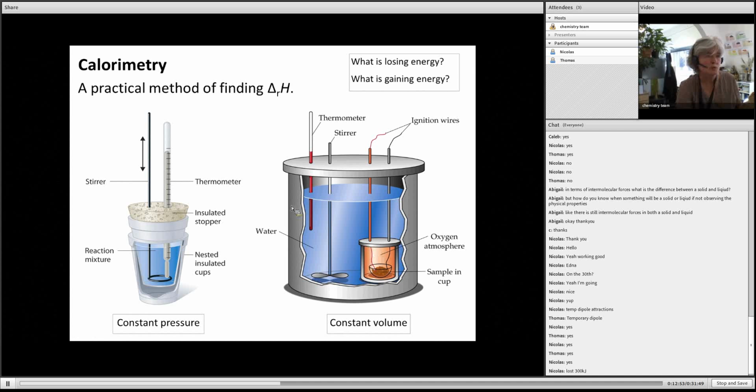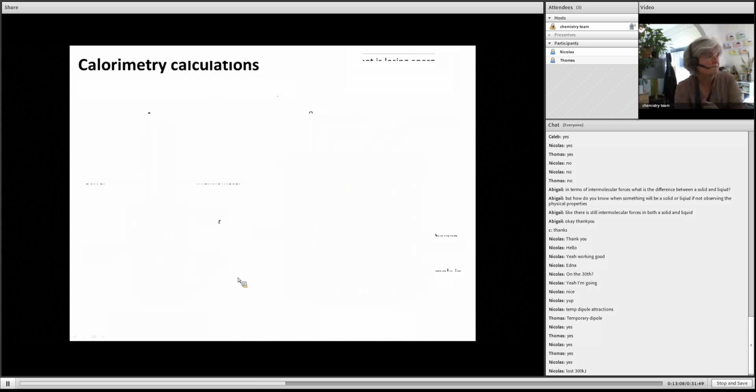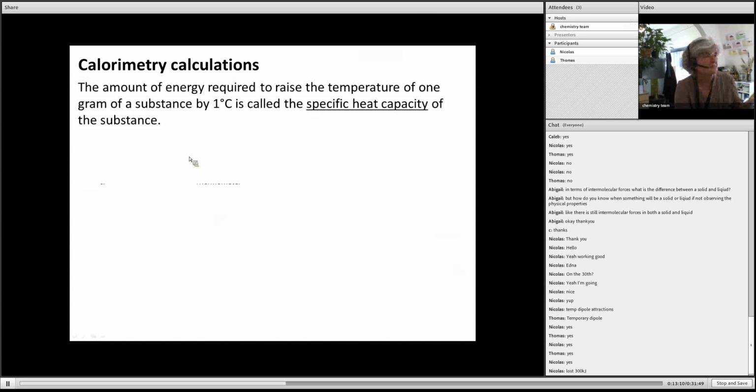So you work out with a calorimeter, and if you come up with a positive value, then you know the reaction was negative. Or if you work out with a calorimeter and it's a negative value, then you know that the reaction has gained that energy, and so it's positive. Okay, so let's look at some calculations.